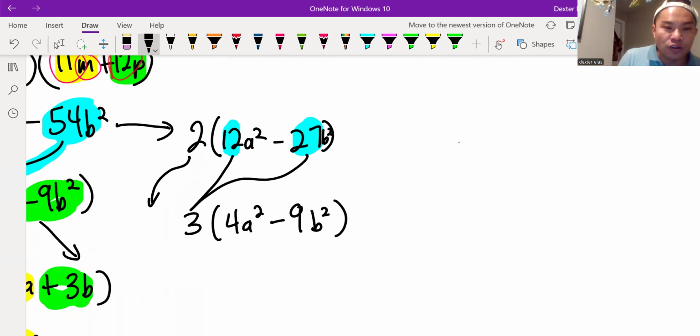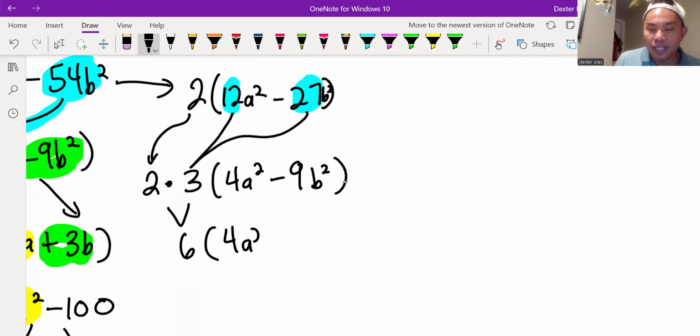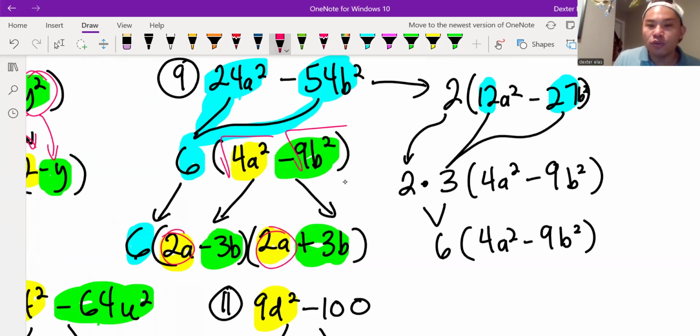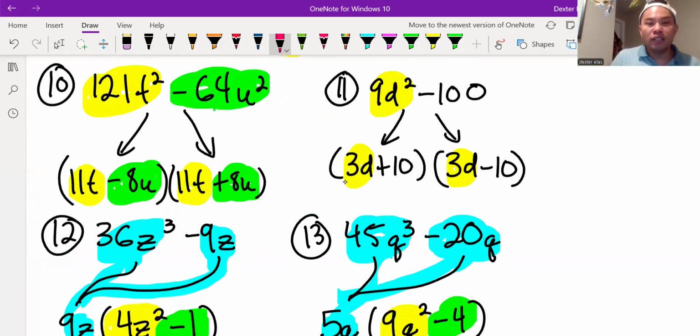And then we move here to the 2. That was previously factored out. And then finally, you're just back in the same position, because 2 times 3 is 6, and you've got the difference of two squares here. So now I can simply do the square root of 4a squared, which is 2a, and the square root of 9b squared, which is just 3b. And we are done with that one.